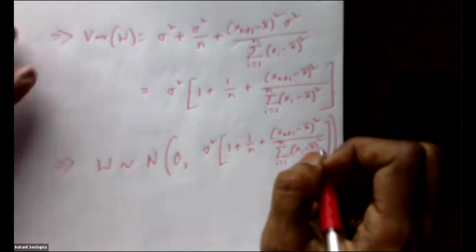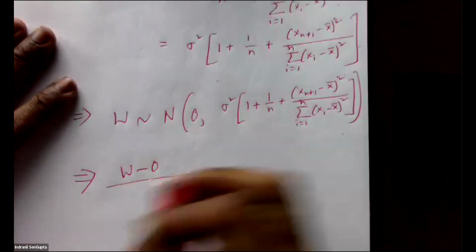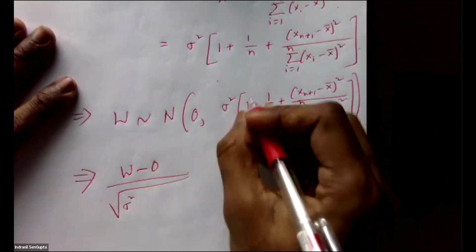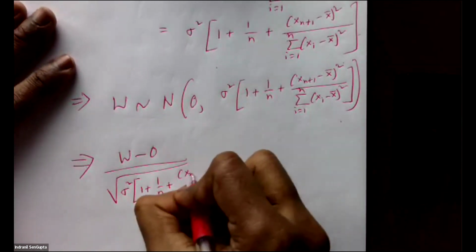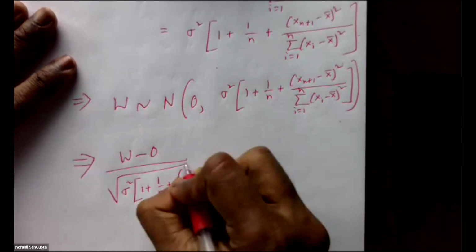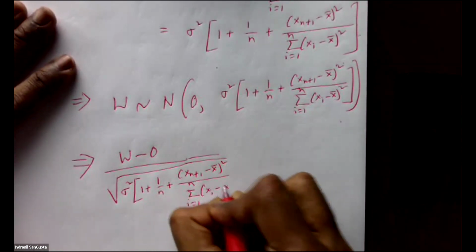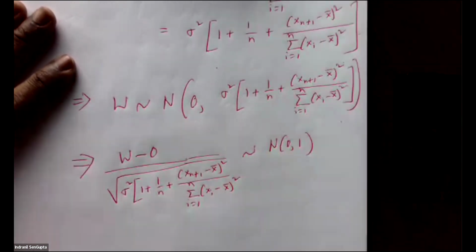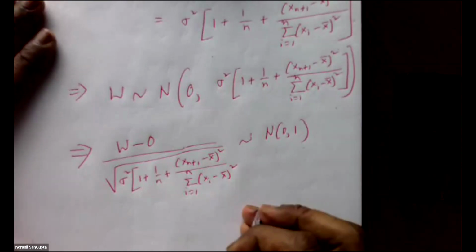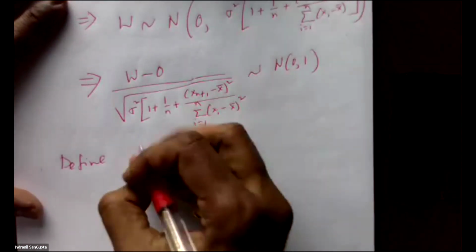Good. Therefore, if I divide, if I write W minus 0 over the square root of sigma squared times this whole mess, 1 plus 1 over n plus, now I'm tired of writing this, xn plus 1 minus x bar squared over the summation i from 1 to n of xi minus x bar squared, this follows a normal distribution with mean 0 and variance 1. Just like before, a standard normal distribution.